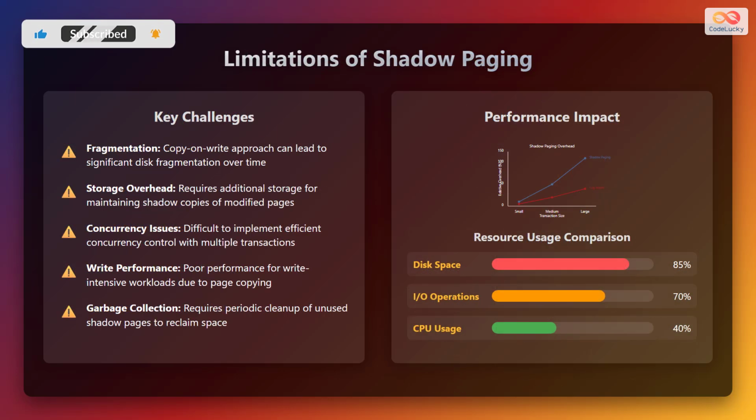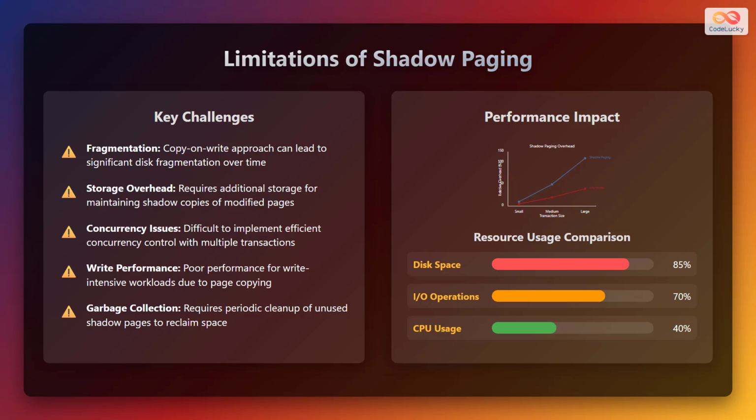Let us consider the key challenges of shadow paging. Copy on write approach can lead to significant disk fragmentation over time. It requires additional storage for maintaining shadow copies of modified pages. It is difficult to implement efficient concurrency control with multiple transactions. It leads to poor performance for write-intensive workloads due to page copying.